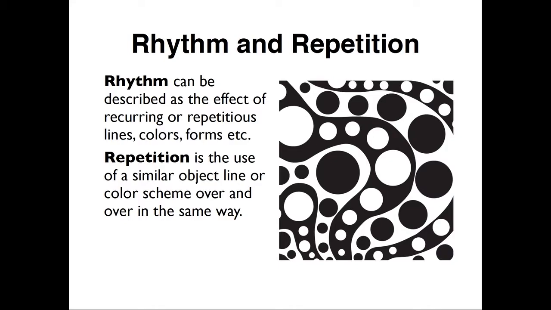Or if you look at that list on the sheet, it's asymmetrical, absolutely. Positive and negative space. So the idea being that what this artist is trying to put as the top item on the agenda is rhythm and repetition. We have rhythm that's described as the effect of recurring or repetitious lines, colors, forms, etc. We have repetition, which is the use of a similar object, line, or color scheme over and over in the same way.